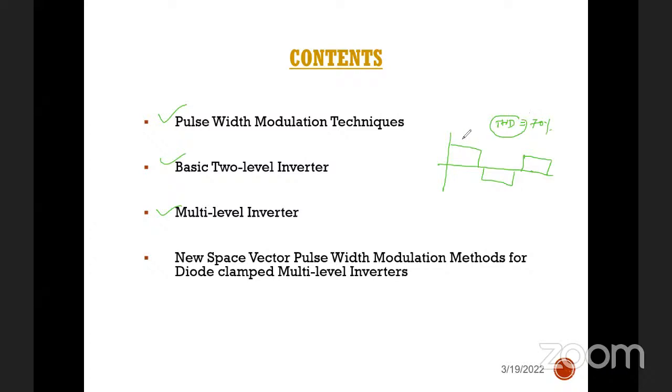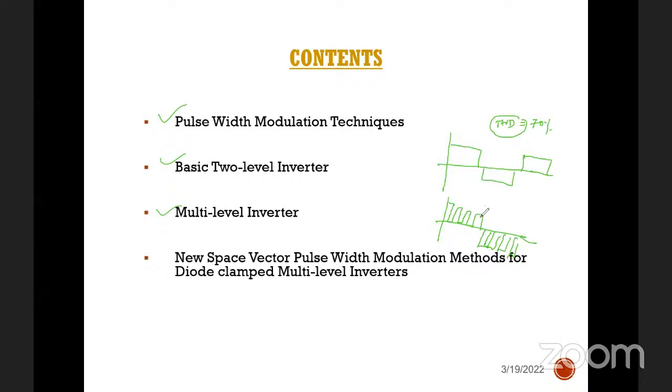For example, we have switches in the inverter. For a two-level inverter, we use six switches. Instead of continuously turning a switch on or off, if we turn it on and off many times during the positive half cycle, we get the output voltage on the positive side in the form of pulses. At the same time, we get the output voltage in the form of pulses on the negative side.